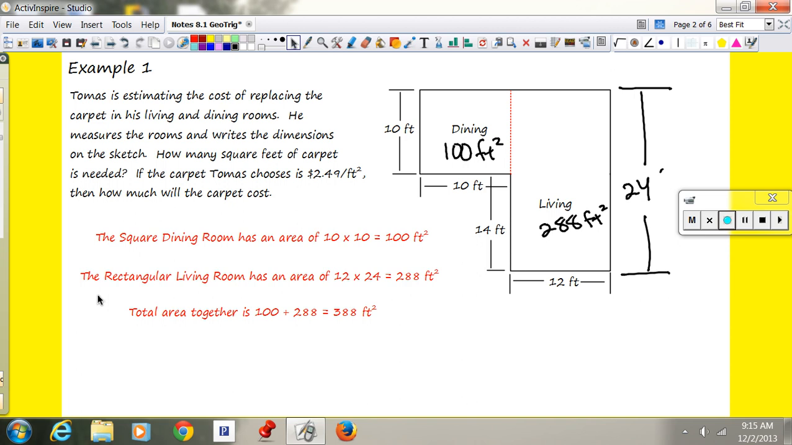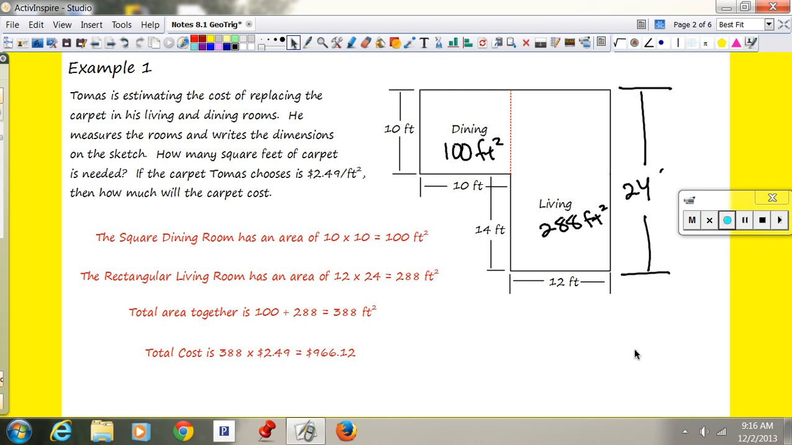Now, you're not done yet, though, because what is it asking? The cost of the carpet. It's telling you that carpet's $2.49 a square foot. So you're going to need to take your 388 square feet and multiply it by $2.49 each. Each square foot is $2.49. So that's some expensive carpet, but there are carpets that are more expensive than that. So, $966.12. So carpeting 388 square feet could get expensive, depending on what kind of carpet you want to put in.